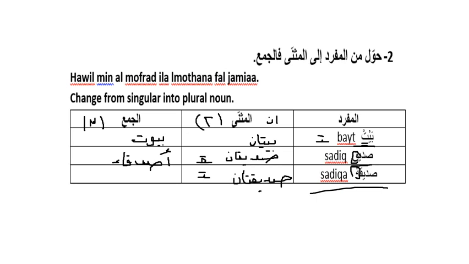Now when the singular, which is مفرد, is ending with ta مربوطة, if we want to change it into the plural, it has a grammatical rule. We need to cross the ta مربوطة and add a and ta, so it becomes صديقات. Every singular noun that ends with ta marbuta, talking about a feminine, if we want to change it into the plural form 3 or more, we need to cross the ta marbuta and add a and ta.